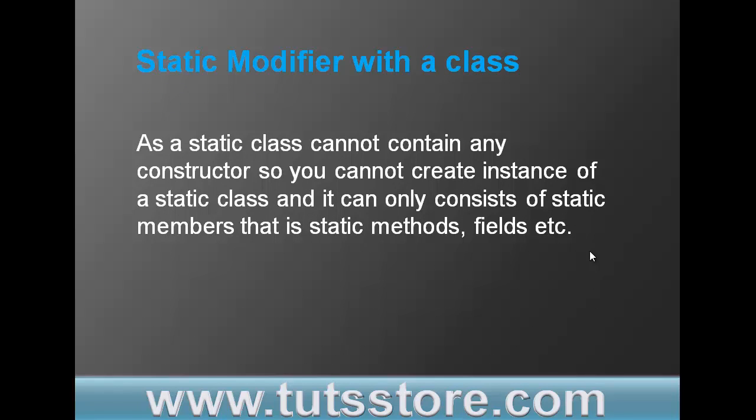Static modifier with a class. A static class cannot contain any constructor, so you cannot create an instance of a static class, and it can only consist of static members, that is static methods and fields. Now let's get started with Visual Studio.